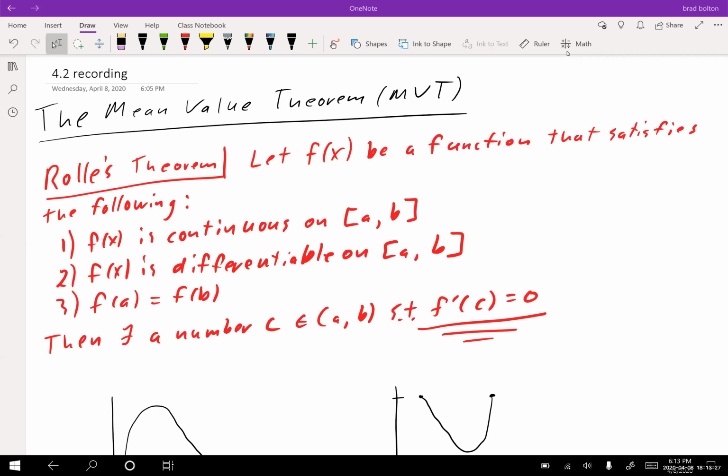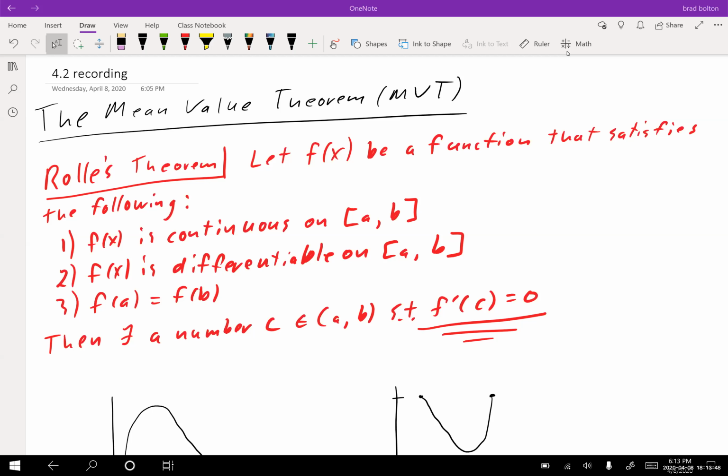Okay, you guys, so for 4.2, we're going to go over the Mean Value Theorem, or the MVT. But in order to get there, we've got to talk about a few things first. One of the first things we have to talk about is Rolle's theorem. Now, Rolle's theorem says: let f of x be a function that satisfies the following three conditions.